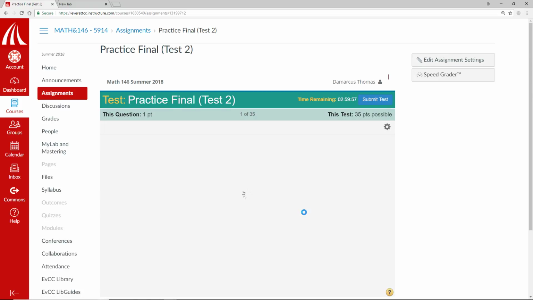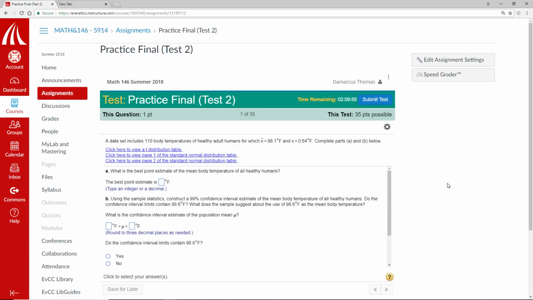I think the important part is just trying to identify the kind of problem you're dealing with. Once you're able to identify the kind of problem, you're off and running. All right, so it says a data set includes 110 body temperatures of healthy adult humans for which the mean is 98.1 and the sample standard deviation is 0.64. Complete parts A and B below.